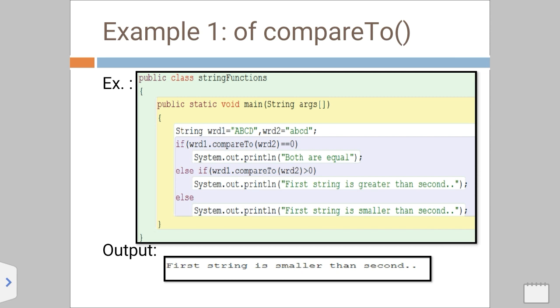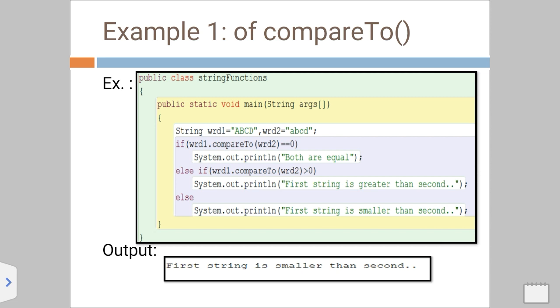See, if all the differences are 0, then both are equal. If we are getting a positive difference, it means the first string is greater than the second string. If we are getting a negative difference, it means the first string is smaller than the second string, meaning the second one is greater than the first one. And in this case, what are we getting? The first string is smaller than the second string.